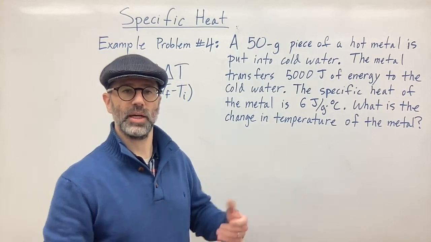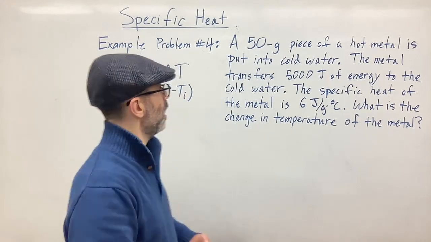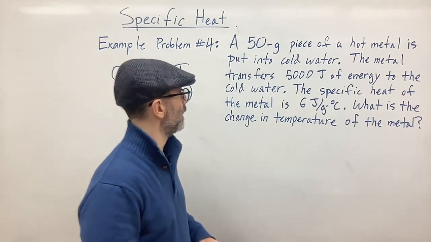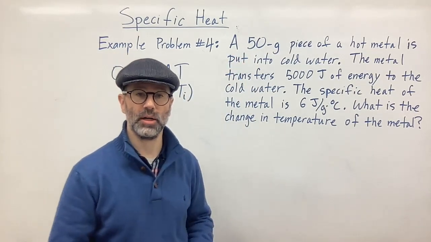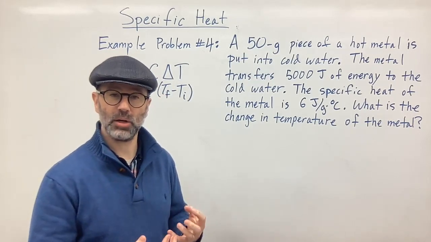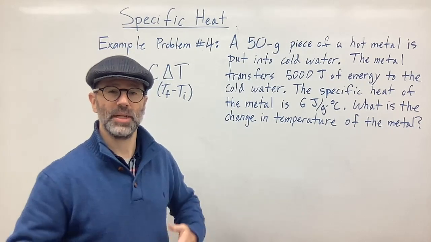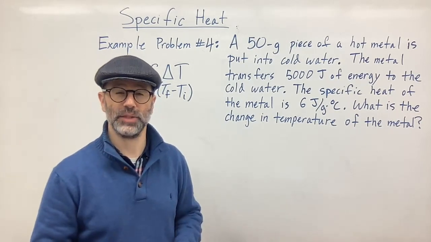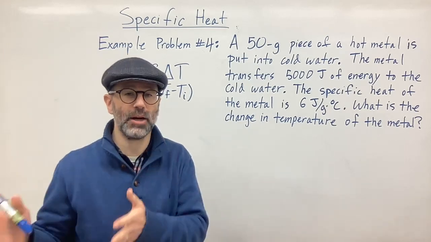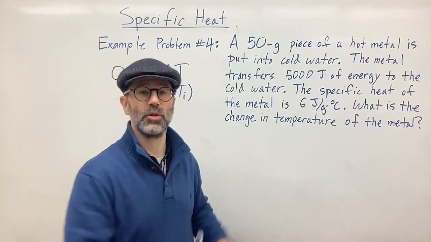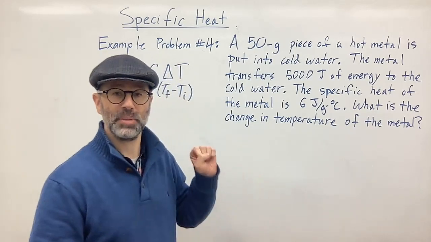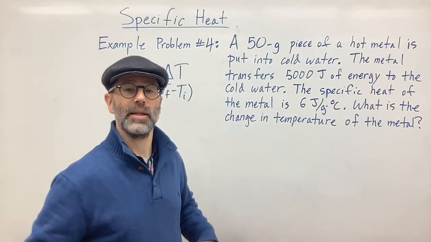Okay, here we are with example problem number 4. We're given a 50-gram piece of a hot metal, and it is put into cold water. So we're going to get a heat transfer from the hot metal to the cold water, because that's the way that heat gets transferred. It goes from a higher concentration to a lower concentration. So it's going to go from the hotter object to the colder object, or the hotter side to the colder side.